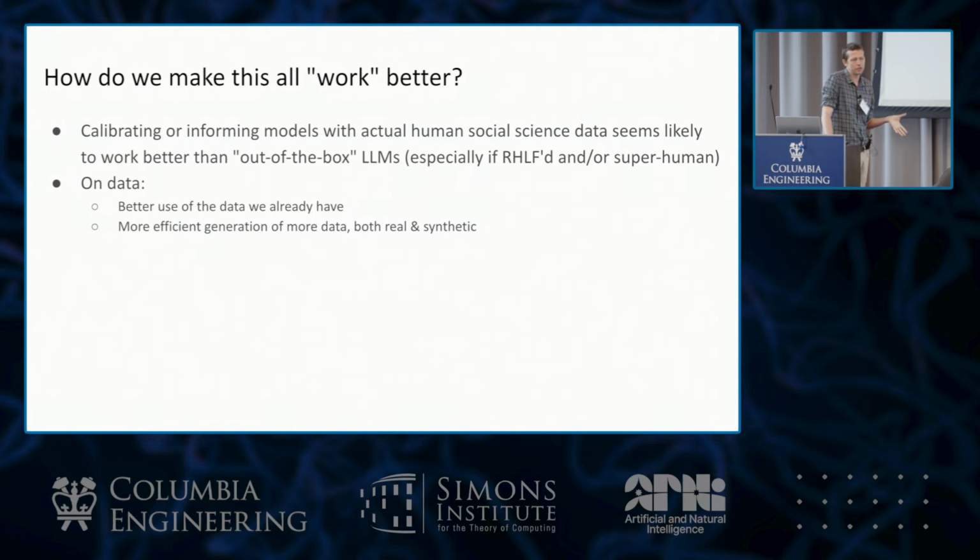It's shocking that some of these approaches work as well as they do, given they don't seem to be calibrated with lots of existing social science data. You could imagine that if you could make agents that were trying to replicate human behavior but were informed by a lot of the data and research that we've already done, they'd just be better at it, and you could use them more effectively in prediction. So, the two things are: maybe we could make better use of the data that we already have, and maybe we could more efficiently generate more data, both real and synthetic.